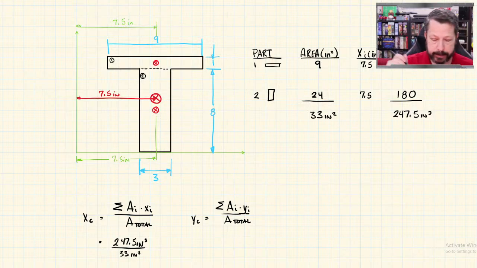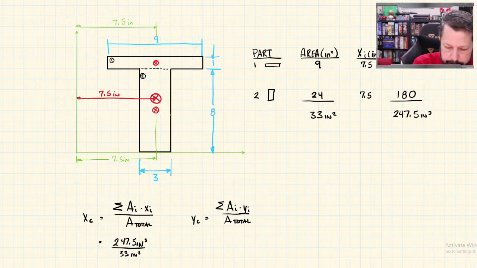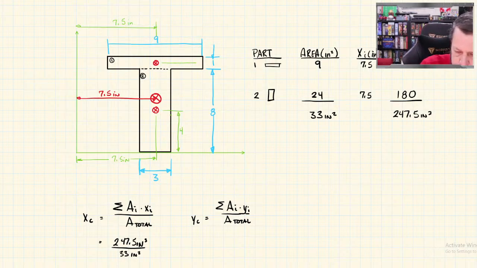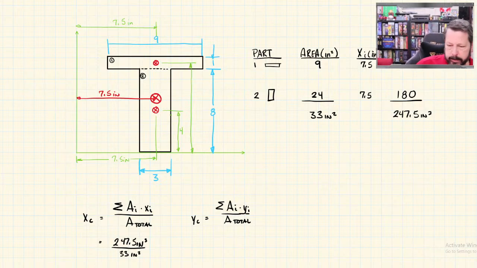Let's do y sub c. So for y sub c, I need these distances. So that distance is 4 because it's half of 8. The stubby thick rectangle is 8 inches tall, so its centroid is at 4 inches. This one, all right, so think about this one while I get some water. And in your mind, think of what this one should be, and then I'll write it down.